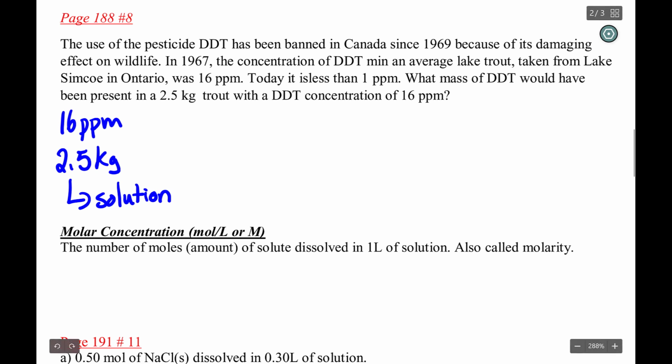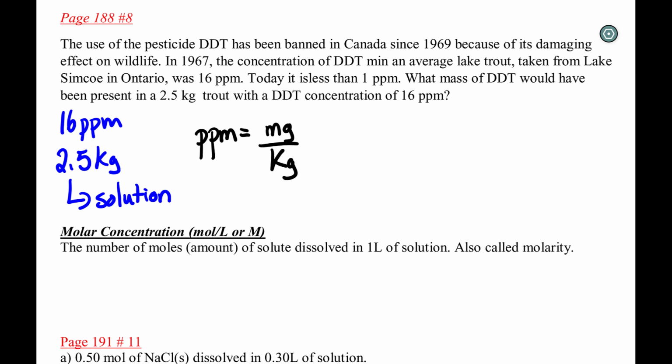And I prefer the shortcut. So again, the shortcut is the fact that a part per million is equivalent to a milligram per kilogram of solution, because the difference in the milli to kilo conversion is 1 million. So I'm going to substitute my numbers in.